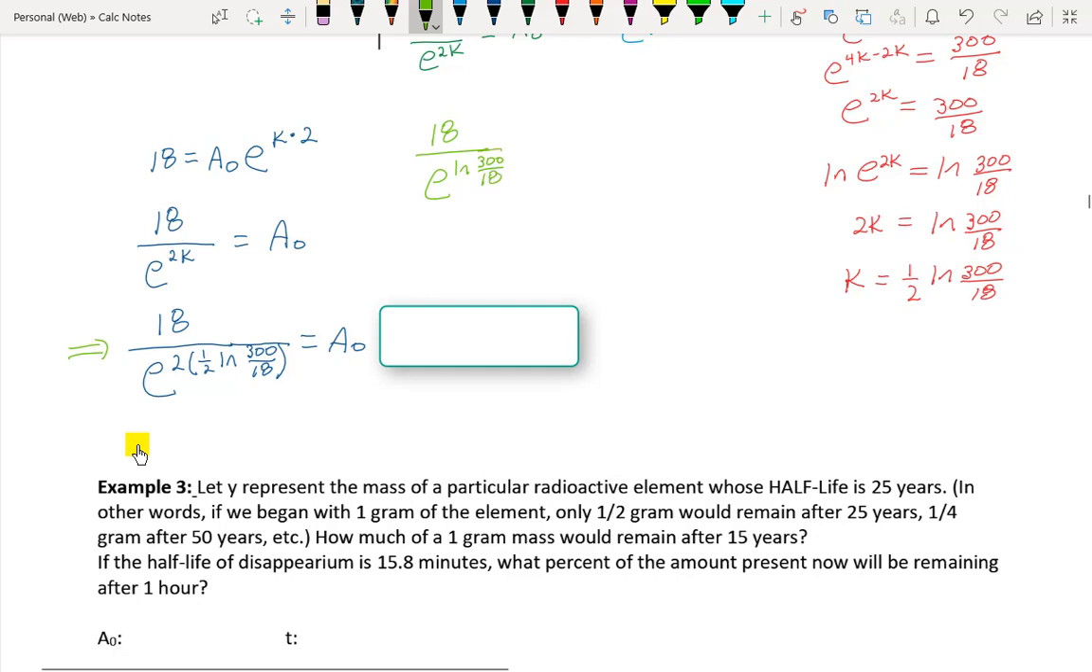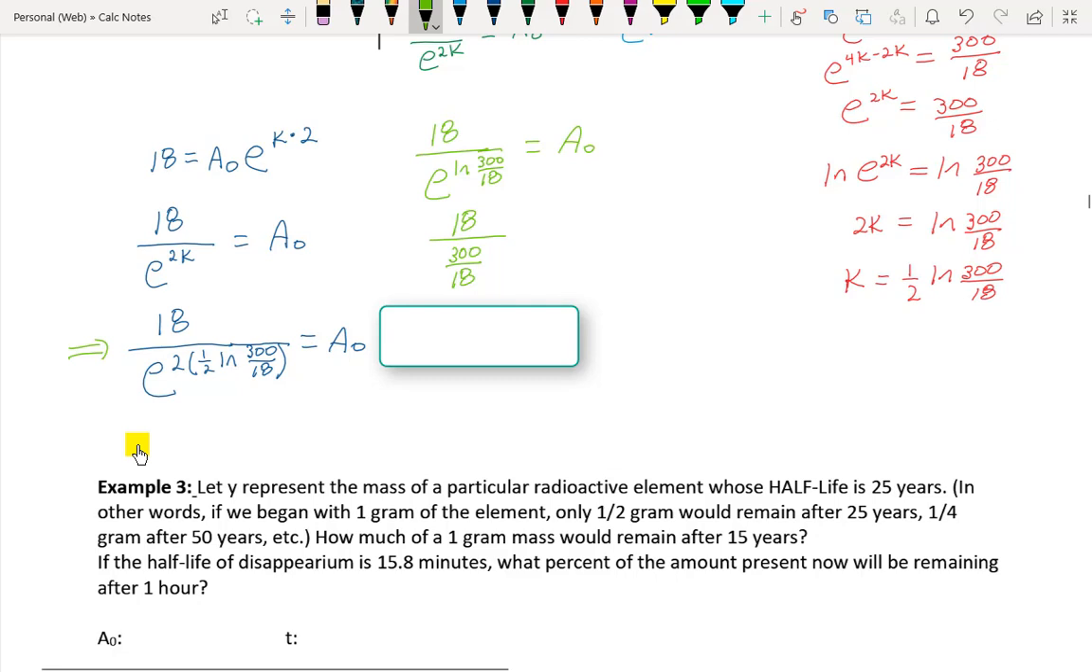Well, think about this. Remember, this is a sub 0, right? Well, the 18 in the top, I'm not going to mess with that. But look at the denominator here. E raised to a natural log. Just like the natural log of e cancels out, e to the natural log also cancels out, and that 300 over 18, we can bring that down as the denominator underneath 18. So if you were to punch into your calculator e to the ln of 300 over 18, it's going to spit out 300 over 18.